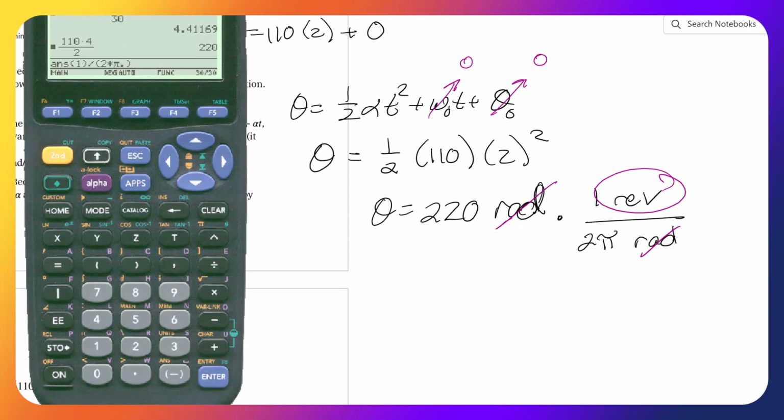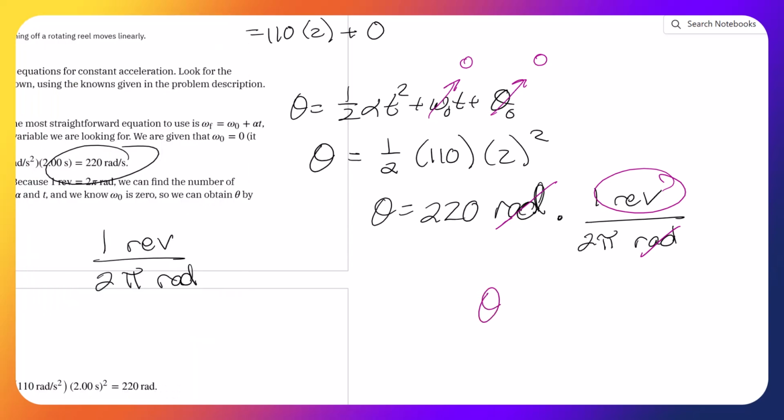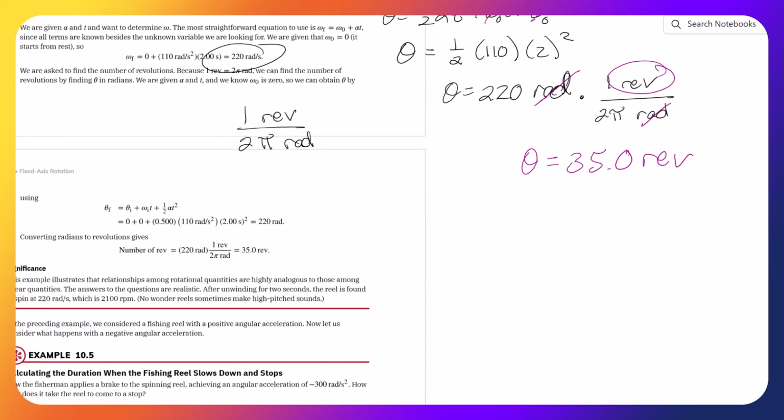Okay. All right, so 35.0. So theta is 35.0 revolutions. So it runs 35 times around. Kind of makes sense?